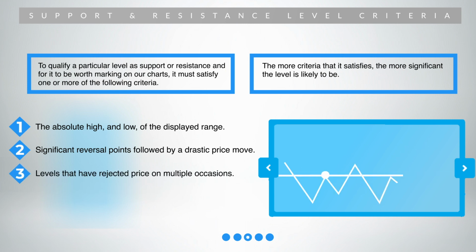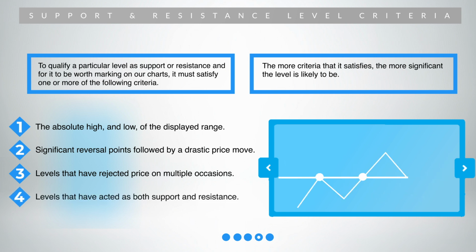3. Levels that have rejected price on multiple occasions. Levels that have rejected price multiple times are going to be more obvious to other traders and will often be observed across multiple timeframes. 4. Levels that have acted as both support and resistance. Price levels that have acted as both support and resistance are important to have on our chart for the same reason. Many other traders will be aware of them as well.